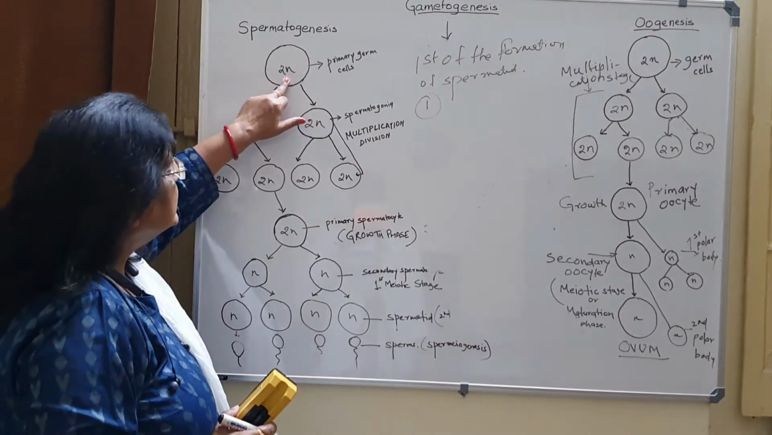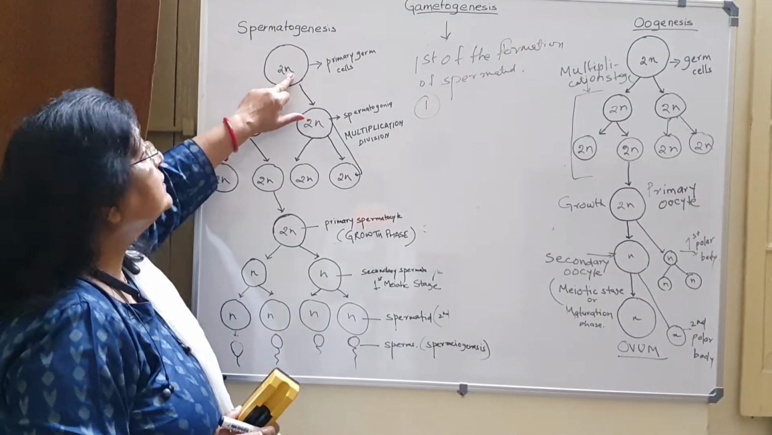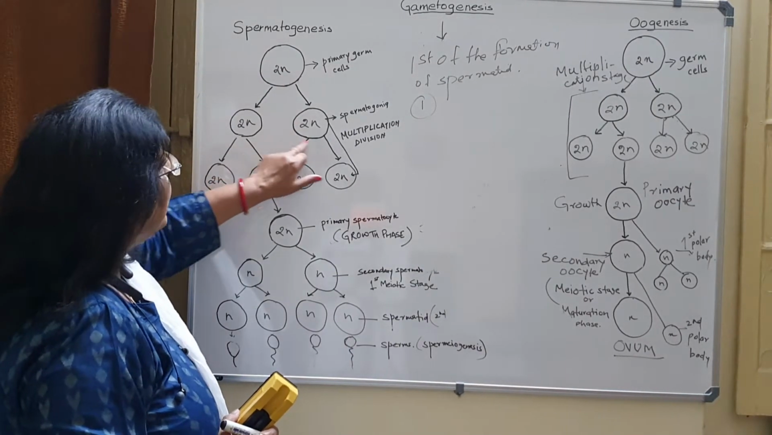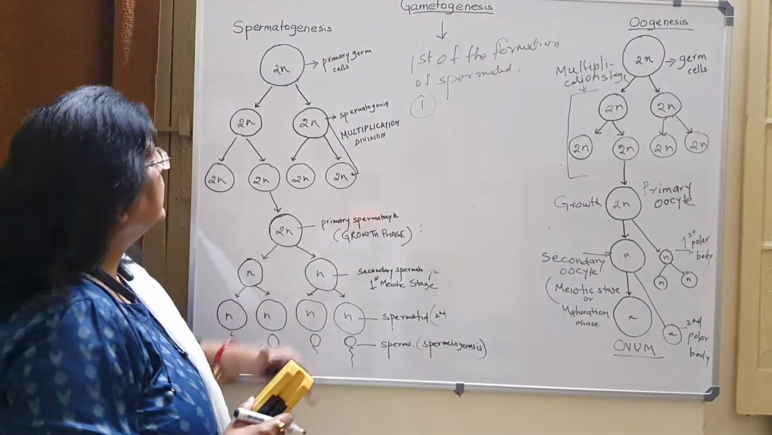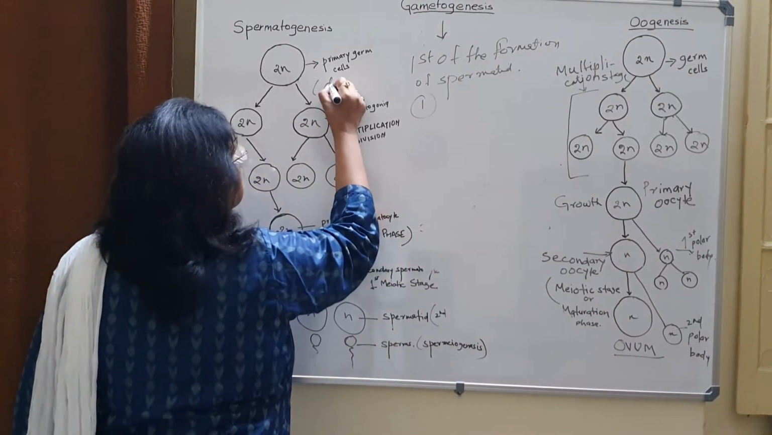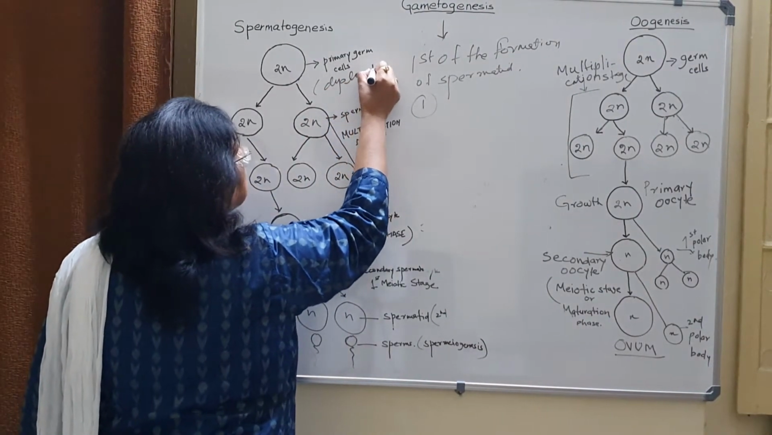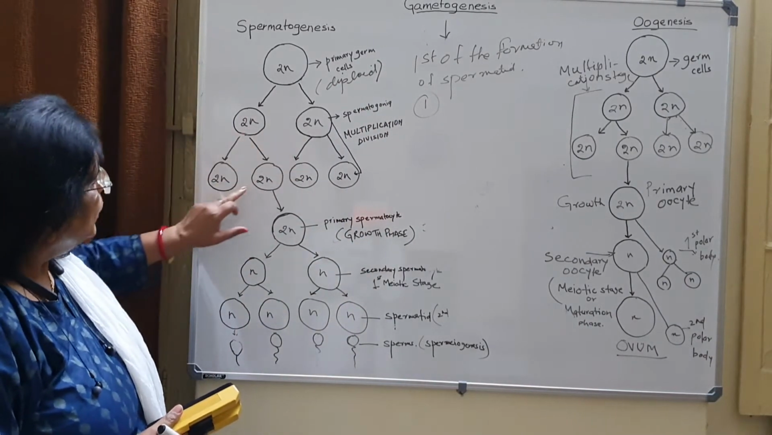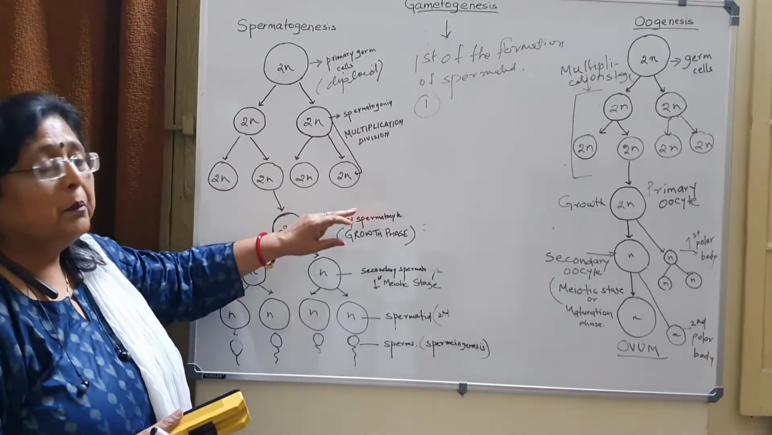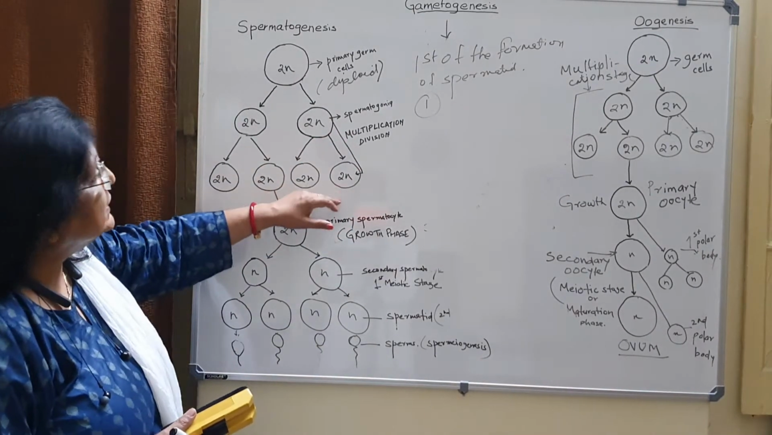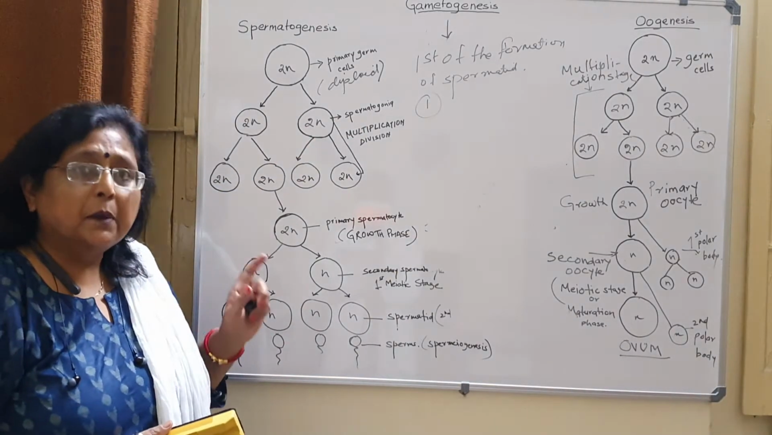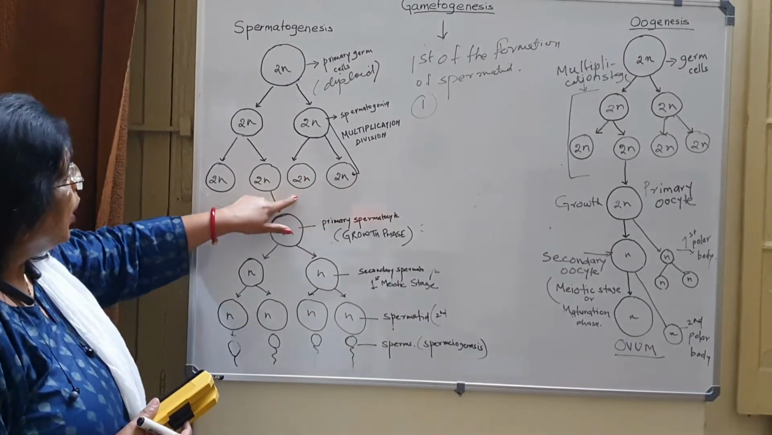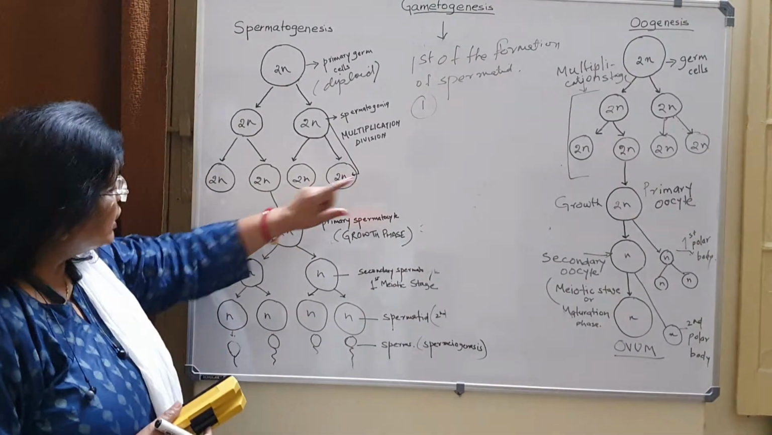Here the primary germ cell has 2N chromosomes, that is, it is in a diploid stage, and the daughter cells are also in a diploid stage. So 2N represents the diploid condition. Now each daughter cell will again divide by mitosis and produce 4 cells, and they will be known as spermatogonia. We can see they all are diploid in structure.